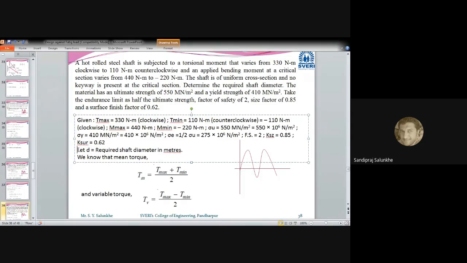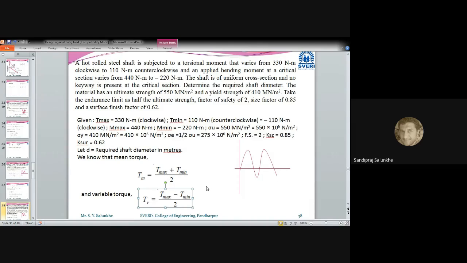Now if you want to solve this problem, let us consider initially the diameter of that shaft as D, and later on we'll do the L calculation. First of all, we'll calculate the mean torque which has been applied and the variable torque which has been applied. Mean torque is maximum torque plus minimum torque divided by 2, and variable torque is maximum torque minus minimum torque divided by 2. You tell me what value I can write for mean torque and for variable torque.